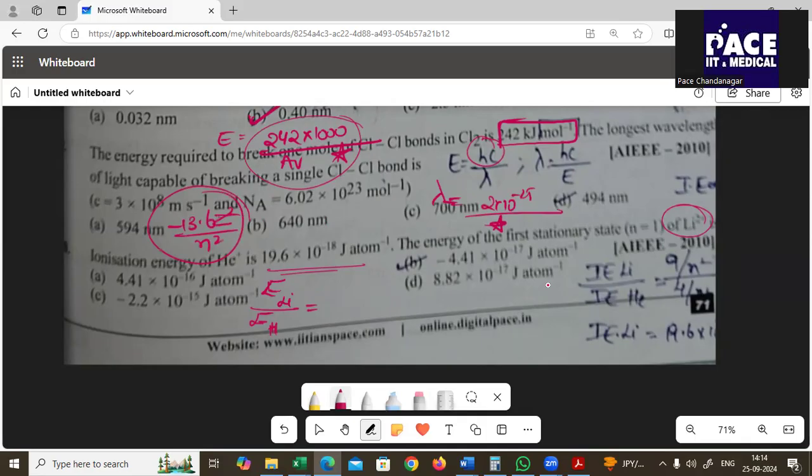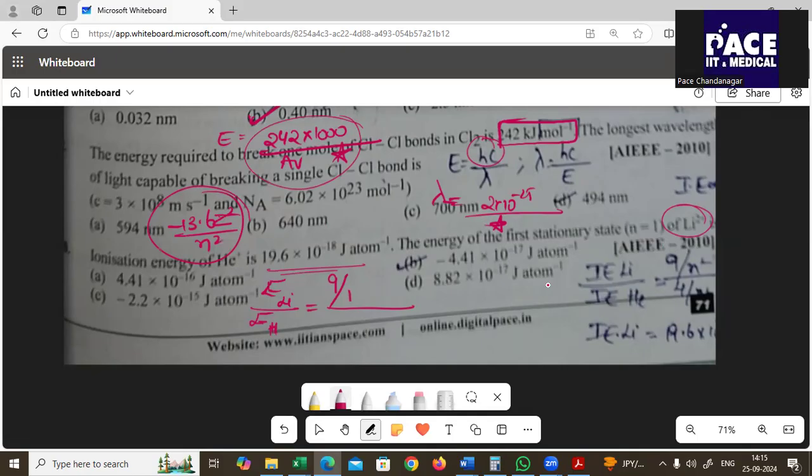Minus 13.6 in the numerator and denominator gets cancelled. It is Z square by N square. Z for lithium is 3, the atomic number, so 3 square, which is 9, by N square. N is the first orbit only, I guess. Ionization energy of the first state only.